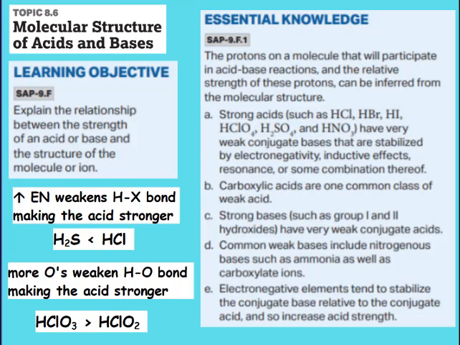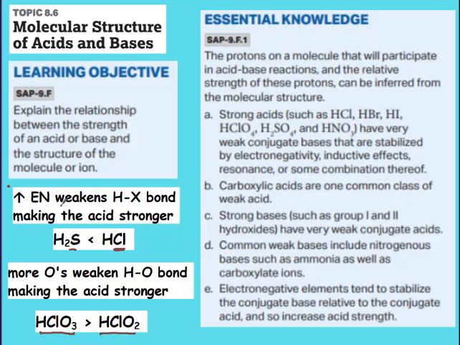So some key takeaways are what I've written over here on the left. The higher the electronegativity, the weaker the HX bond, making the acid stronger. So HCl would be stronger than H2S because chlorine is more electronegative than sulfur. The more oxygens in an oxy acid is going to weaken that HO bond, making the acid stronger. So HClO3 is a stronger acid than HClO2 because HClO3 has more oxygens, which is going to pull the electron density away from the HO bond.